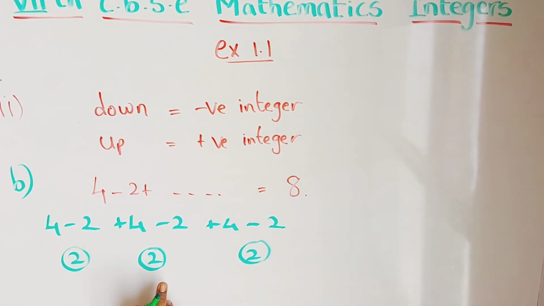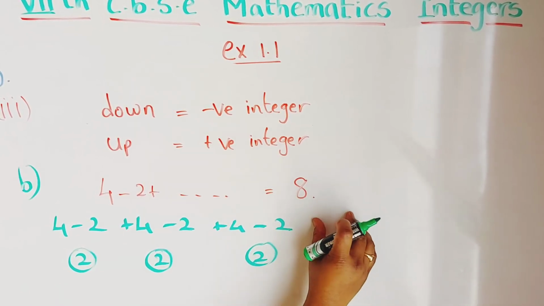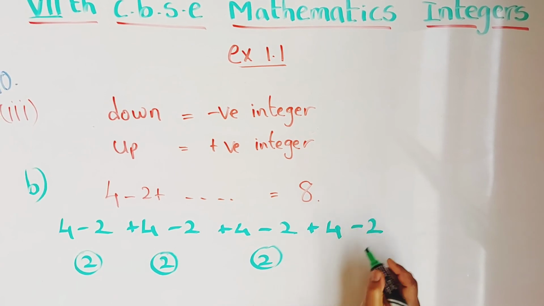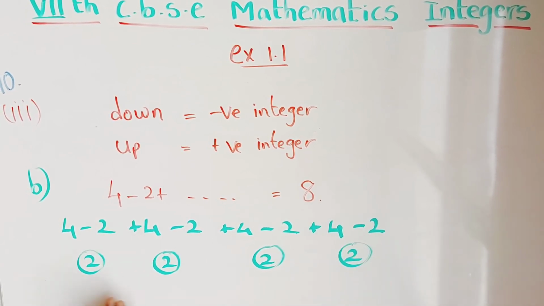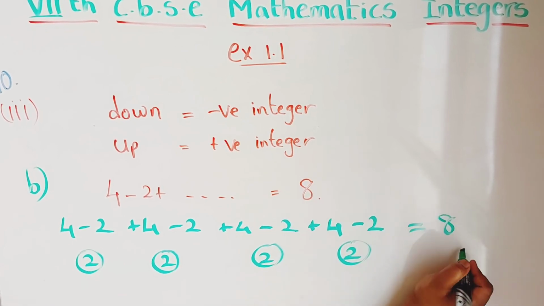2 plus 2 is 4, 4 plus 2 is 6, but we want 8, no? Until we reach 8, we have to continue the same pattern. Again plus 4 minus 2, it is 2 again. Now 2 plus 2 plus 2 plus 2 is 8. So this is the pattern children.